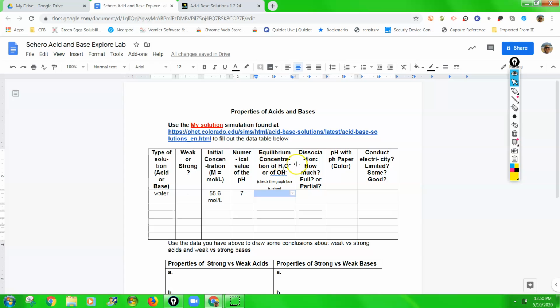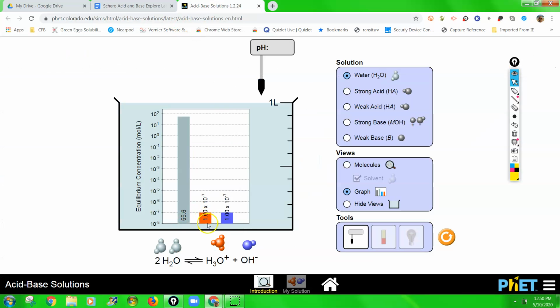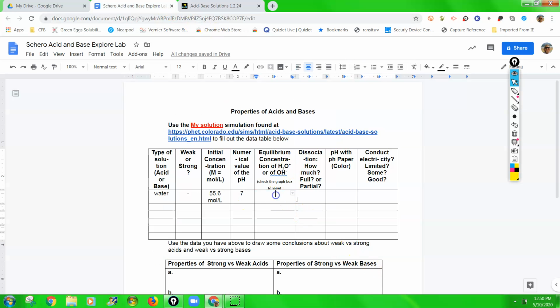Equilibrium concentration of the hydronium and the hydroxide, so I can see what that is. In this case, they are both 1.00 times 10 to the negative 7. So I would type that in, 1.00 times 10, and I'm going to use my control and period to go up, and I'm going to type in negative 7, and then I could use control and period back down again to get regular size. And I would repeat it again. So you're going to type that in twice.